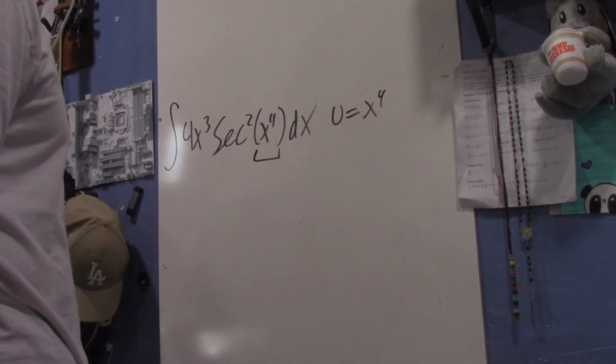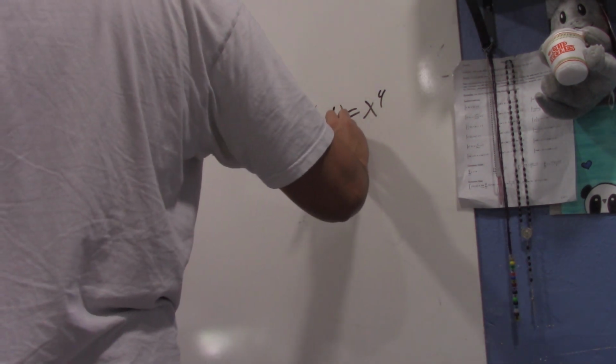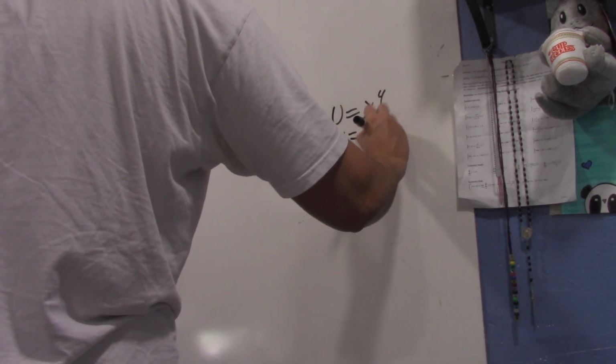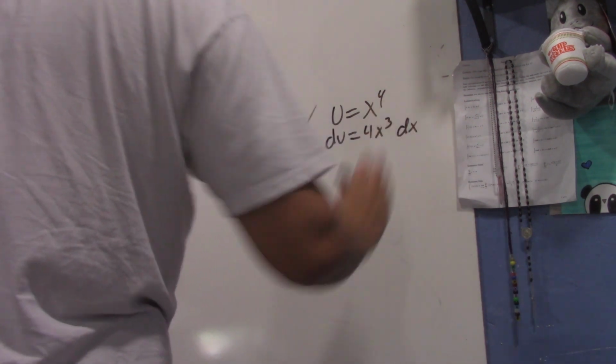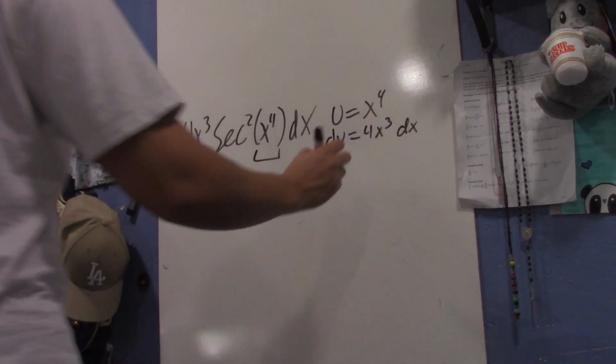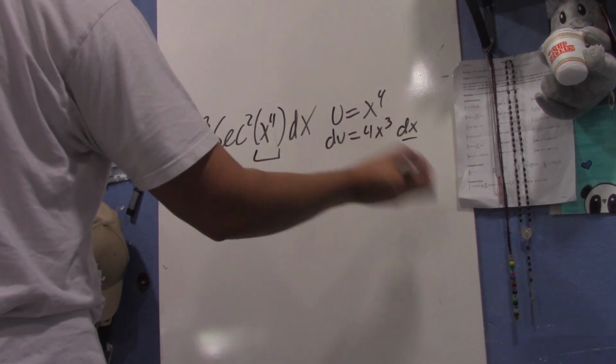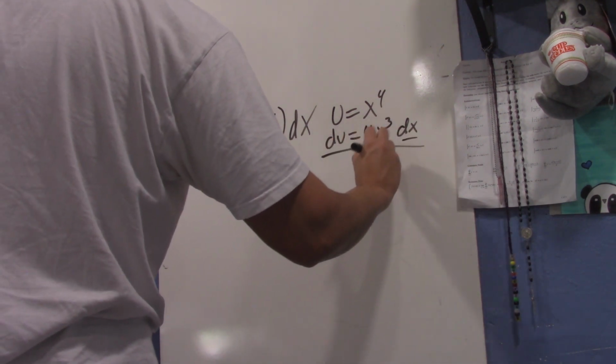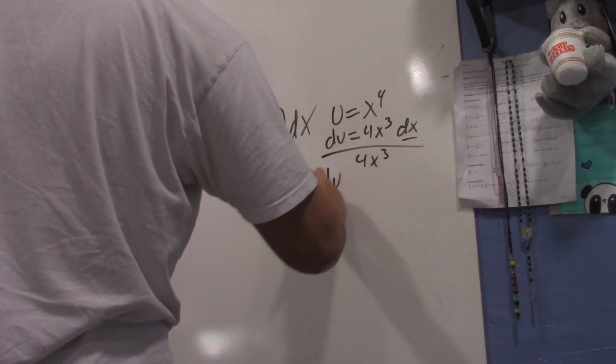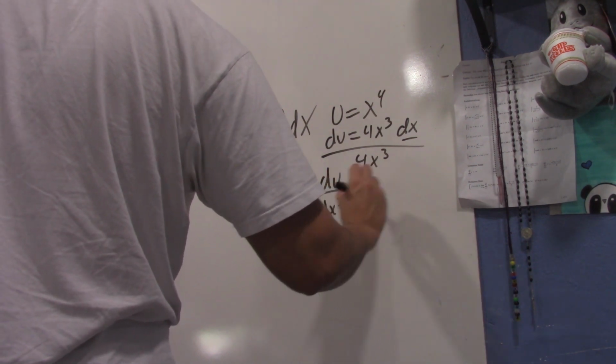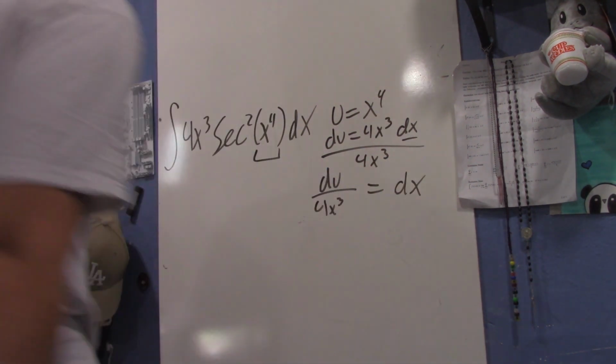We're going to find the derivative of that. And by the power rule, du is 4x to the third power dx. And of course, we got to get the dx by itself, so we're going to divide both sides by 4x to the third power, giving us du over 4x to the third power equals dx.